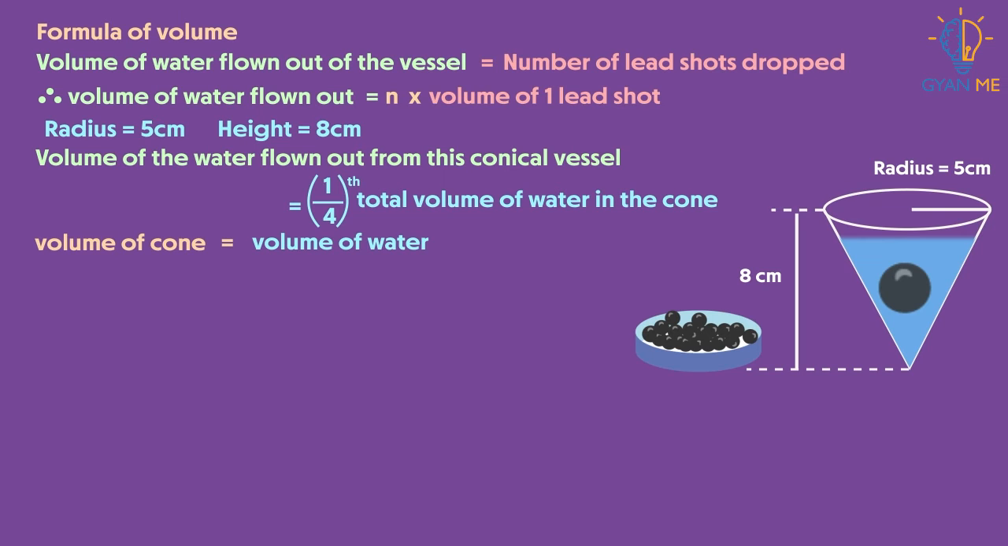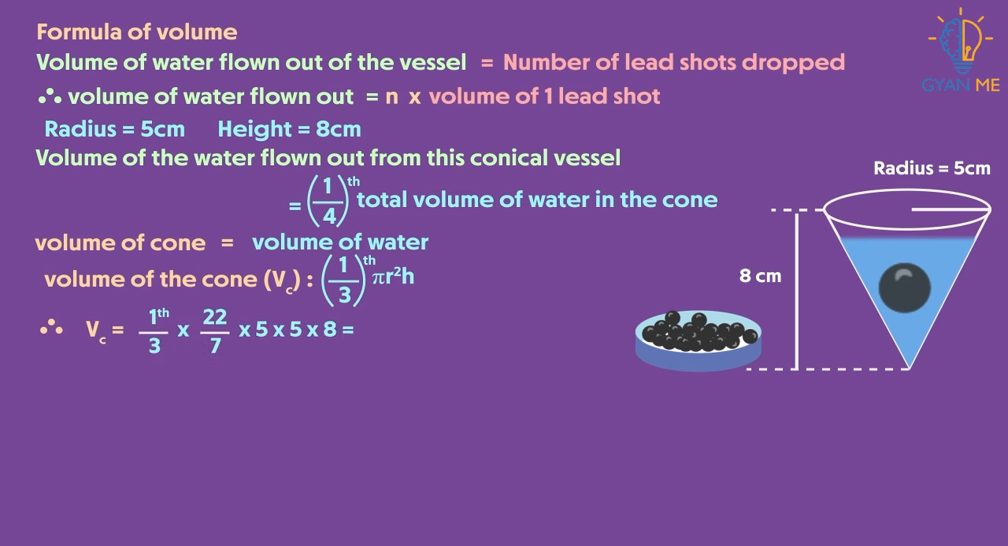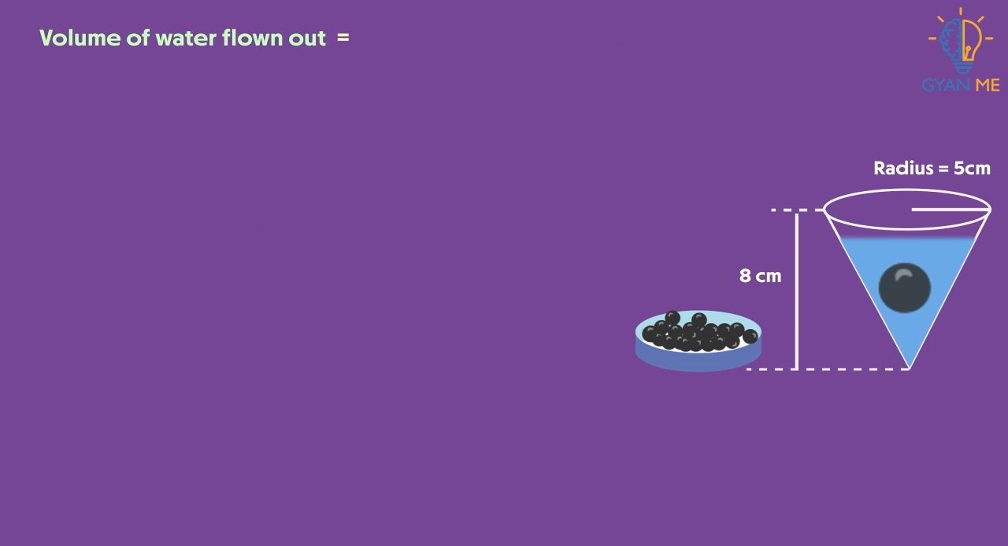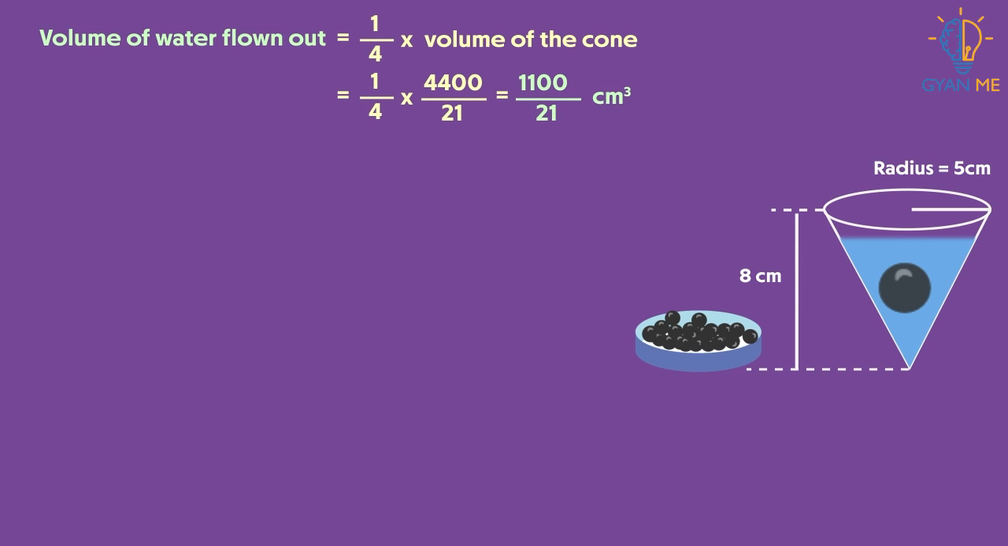Now let us calculate volume of vessel and lead shots one by one. Since the vessel is conical, the formula to find volume of cone is 1/3 pi r square h. On substituting the values, we get 4400 upon 21 centimeter cube. As per the data given, for calculation of the volume of the water flown out of this vessel, find 1/4 of the total volume. Therefore, volume of water flown out is equal to 1/4 volume of water. On substituting the value, we get 1100 upon 21 centimeter cube.